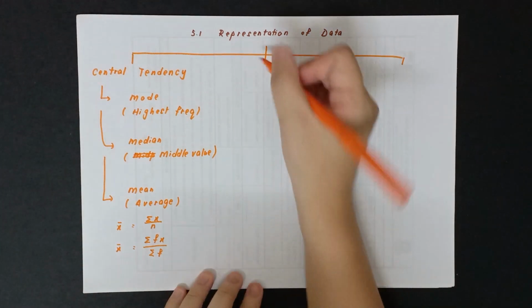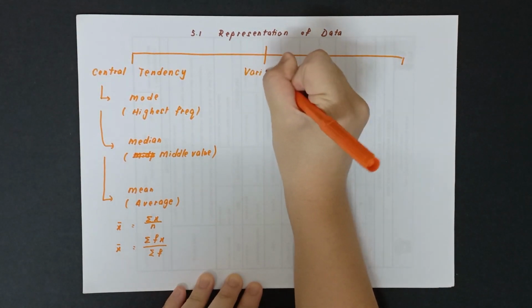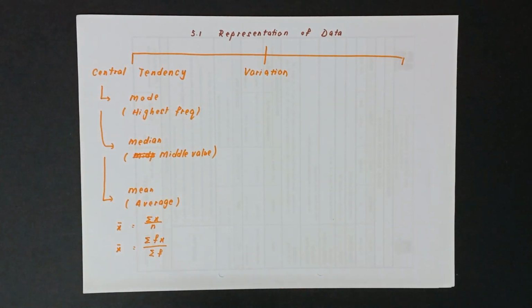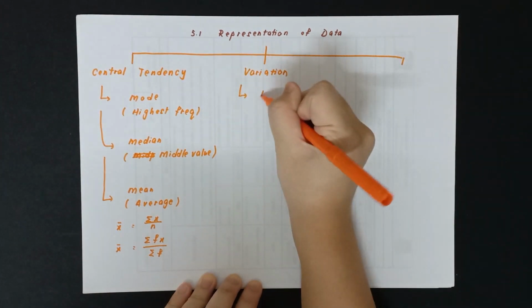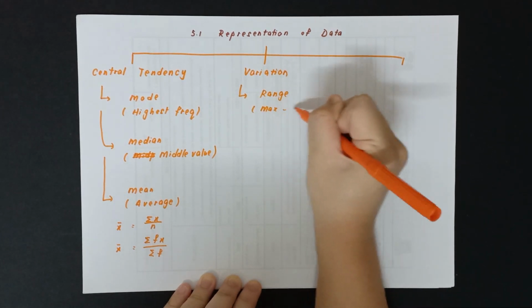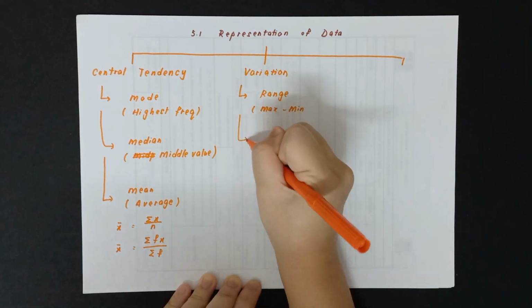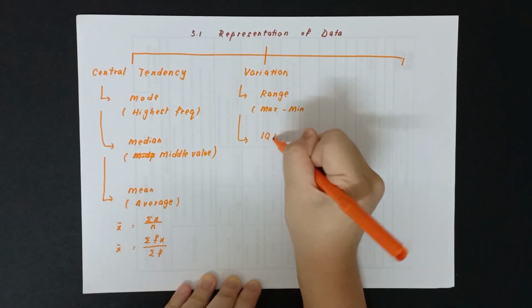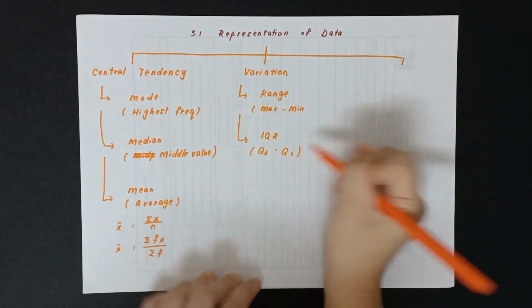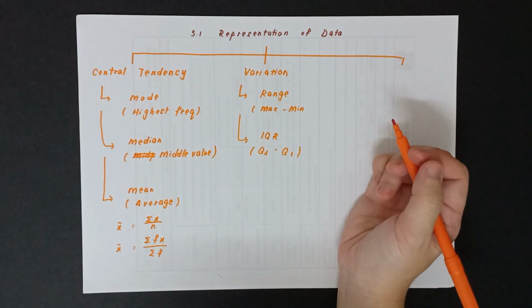Okay, so the next one, you learn about variation. Central tendency, normally we talk about average. For variation, we talk about how far or how varied the data is from the mean itself. Under this one, you have range, which is the maximum value minus the minimum value. Then the second one is called interquartile range, where you use the third quartile minus your first quartile. This one I'll be explaining again together with the median just now.